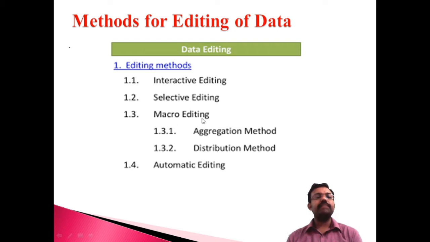From the macro editing point of view, there are two important methods: the aggregation method and the distribution method. These are the most commonly used editing methods in research activities. So first of all, interactive editing, selective editing, and macro editing. Macro editing includes aggregation editing and distribution editing, and another one is automatic editing. Okay, let us discuss one by one.